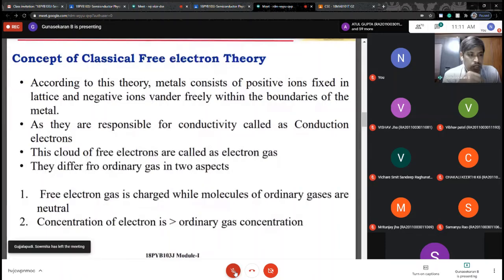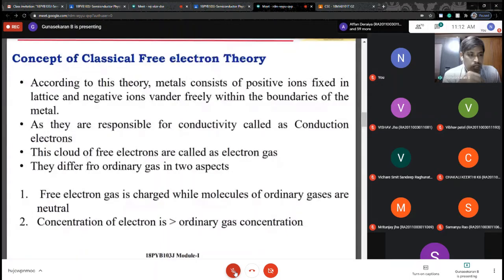And these electrons are responsible for conductivity. For example, these could be free electrons. I already told you, that is an electron gas or electron cloud. They differ from ordinary gas in two ways. First, the gas molecules are not charged, but here the electrons carry negative charge. Second, the concentration of electrons is far greater than the concentration of gas molecules. There's a major difference between the electron cloud or electron gas and gas molecules.